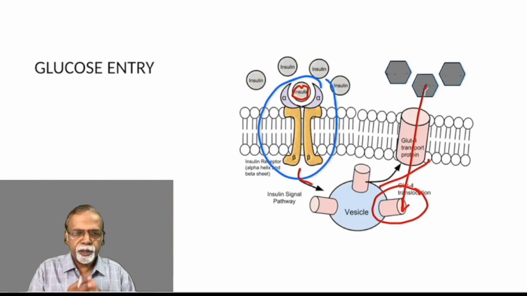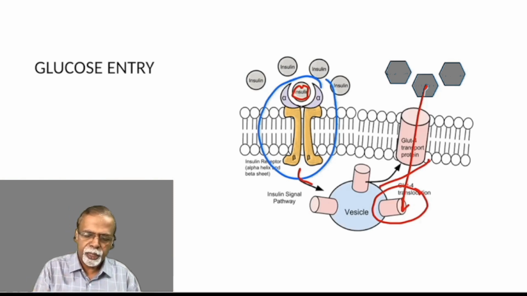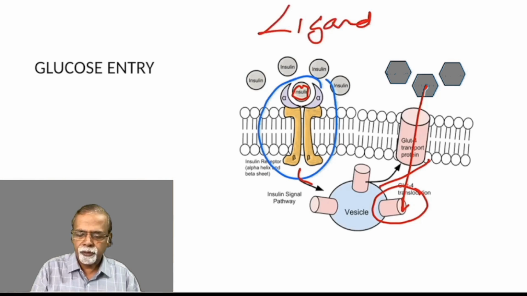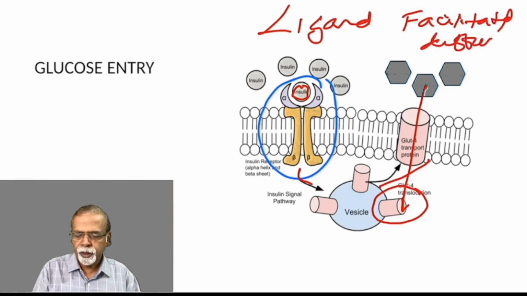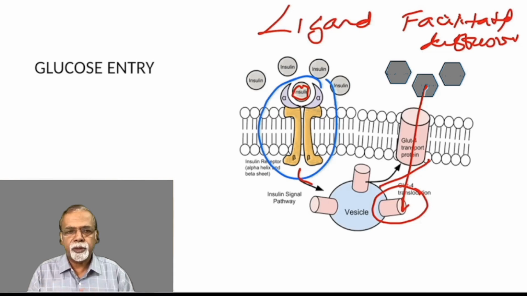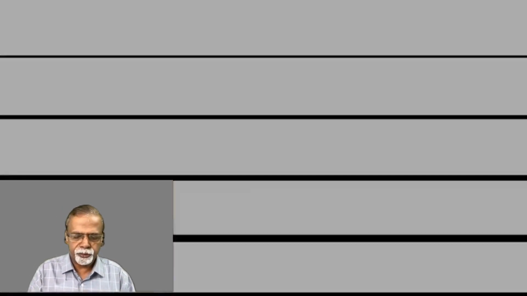So what type of entry is this? This is an example of ligand gated or facilitated diffusion. Is it active? It is not active because there is no energy required. Insulin comes and attaches to the receptor, the signaling pathways get activated, and that produces opening up of the glucose channels. Hope this is clear to you.